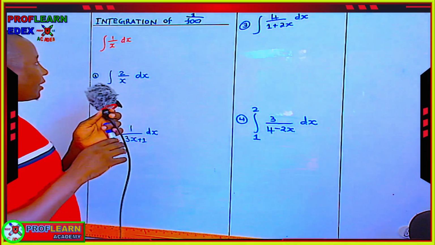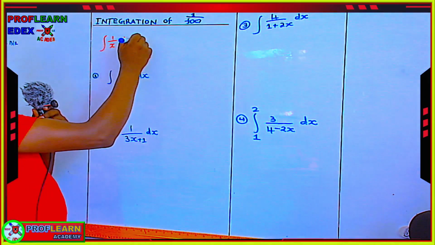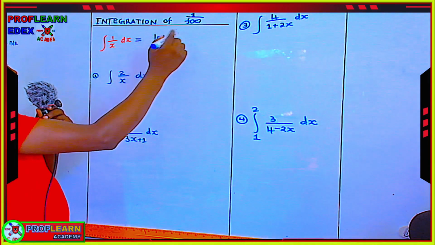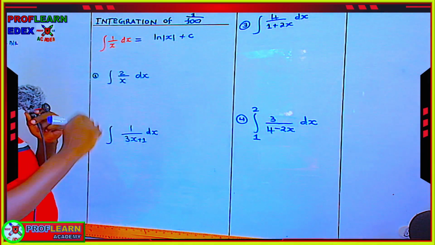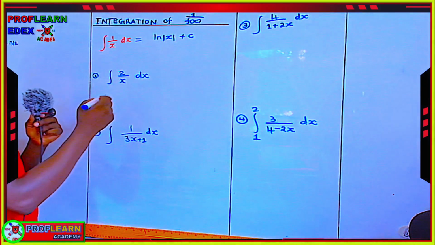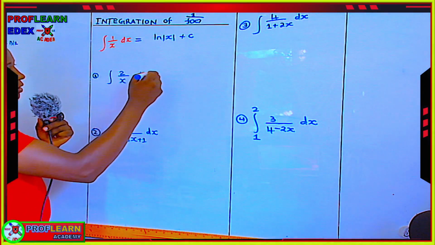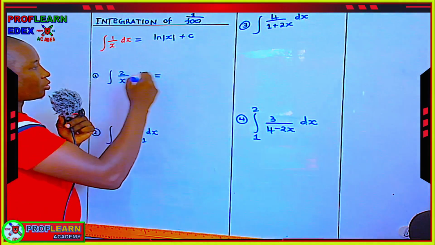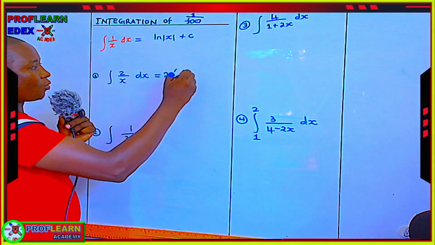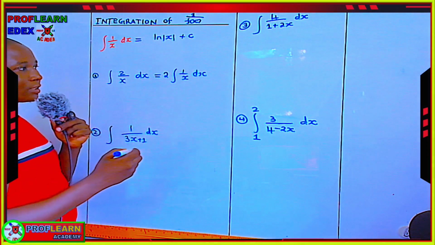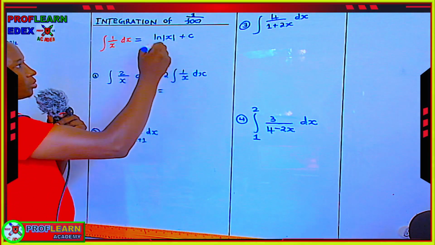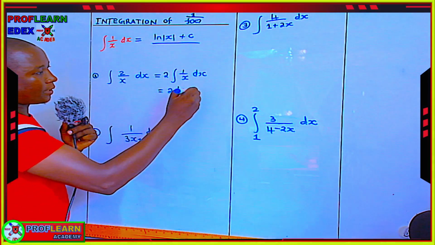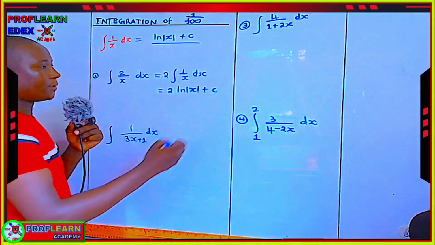Whenever you are integrating an expression like this, it reduces to ln of the absolute value of x, then plus c. This is what it reduces to. Now, whenever you have an expression like this one, you treat it first so that you make it this way, and you take 2 out of the integral. You'll have 1 over x with respect to x. When you integrate this, it becomes this, so we say this is 2 ln of absolute x, then plus c.